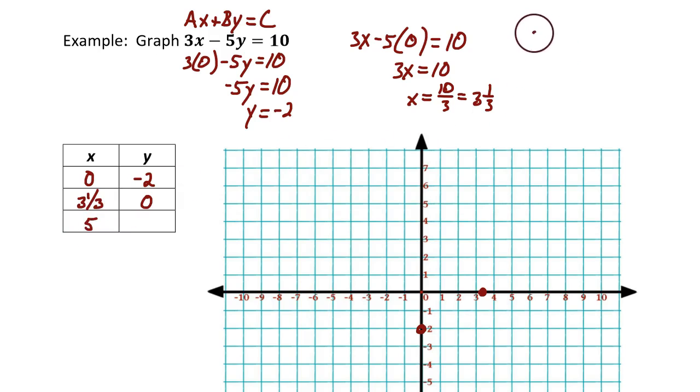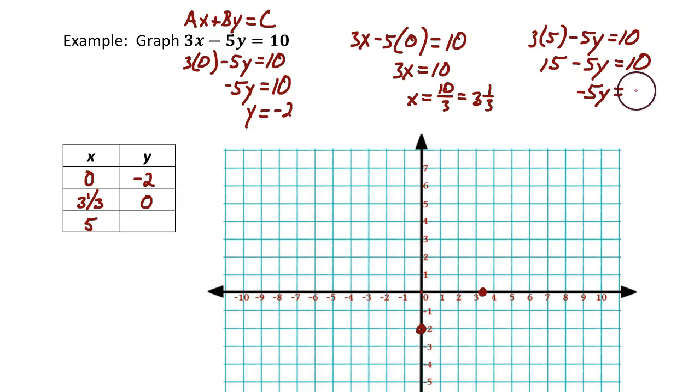3 times 5 minus 5y equals 10. 3 times 5 is 15. Now we could subtract 15 from both sides. 10 subtract 15 is negative 5. Next, divide by negative 5, and we get y equals 1. 5, 1 is a point on our line. Locate 5 on the x-axis, and then travel up till you reach where y is 1.